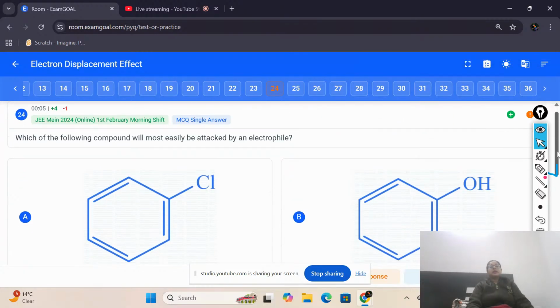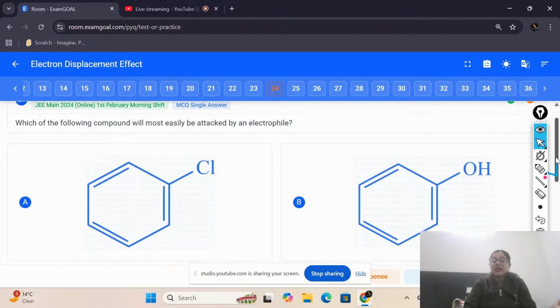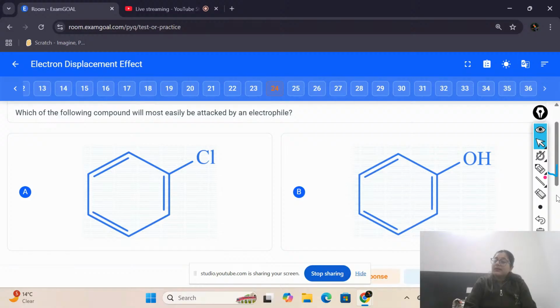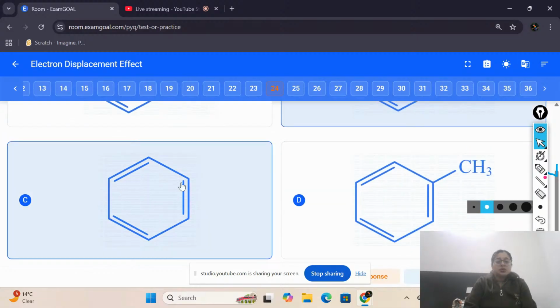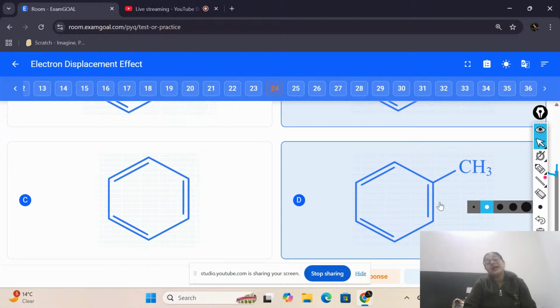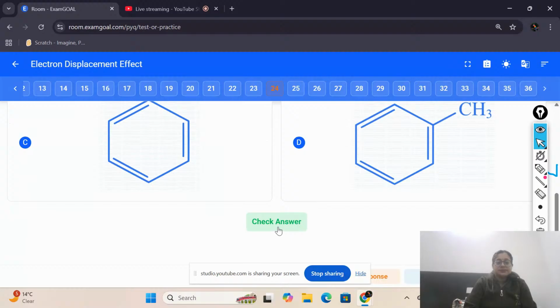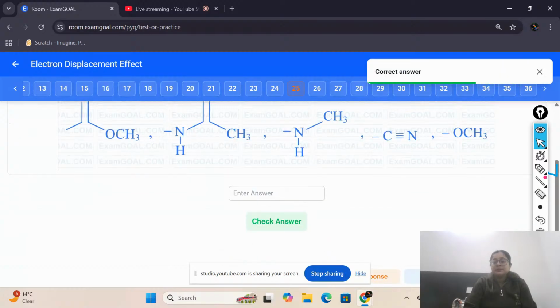Which of the following compounds will most easily be attacked by the electrophile? An electrophile will attack easily because of the plus R group. This one is showing plus R, but it is a deactivating group. This one is showing plus R and is an activating group. It can be an answer. This has minus I and does not show any resonance, so it will not. So option B, phenol, will be the correct answer.